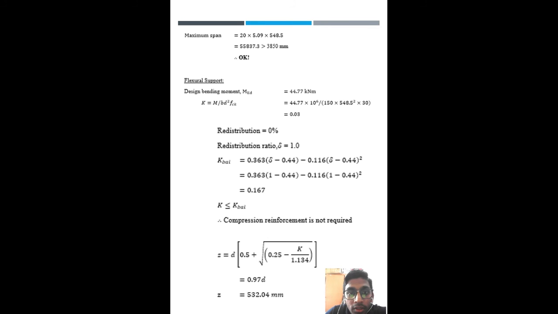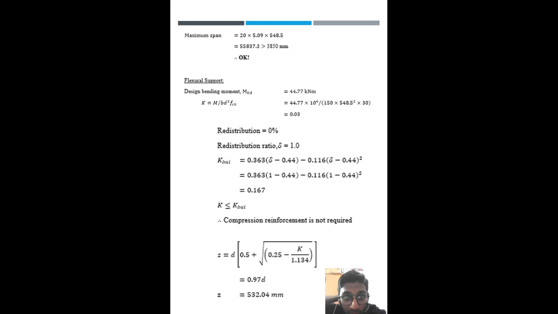Next, rho node is more than rho, so we use equation 1 to calculate, and we got 5.09. So the maximum span is 55837.3, which is more than 3850 millimeter. So it is okay.